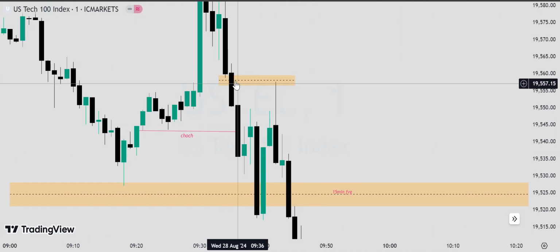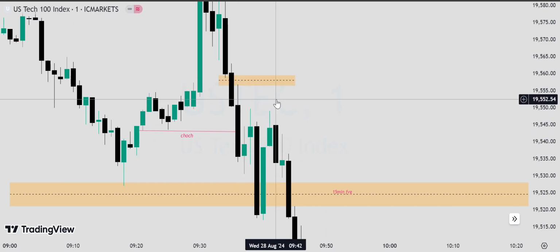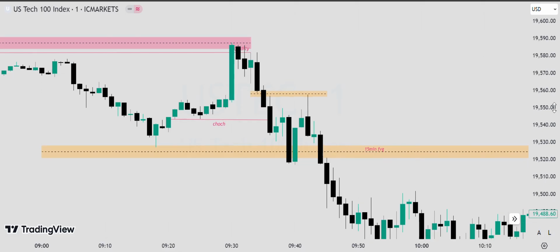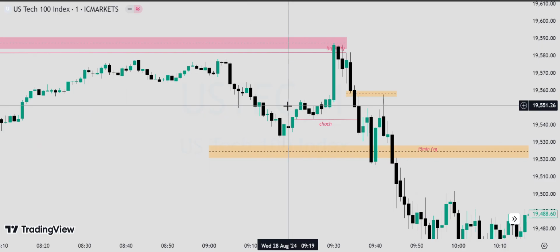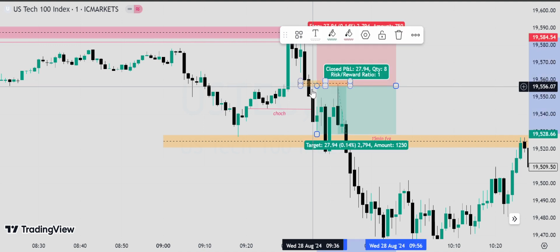fair value gap here. As you can see, if you check it properly, there is a fair value gap here. The fair value gap is visited. So when that fair value gap is visited, you take your short position. You go down, you take your short position mark, you place it here. That's the fair value gap.